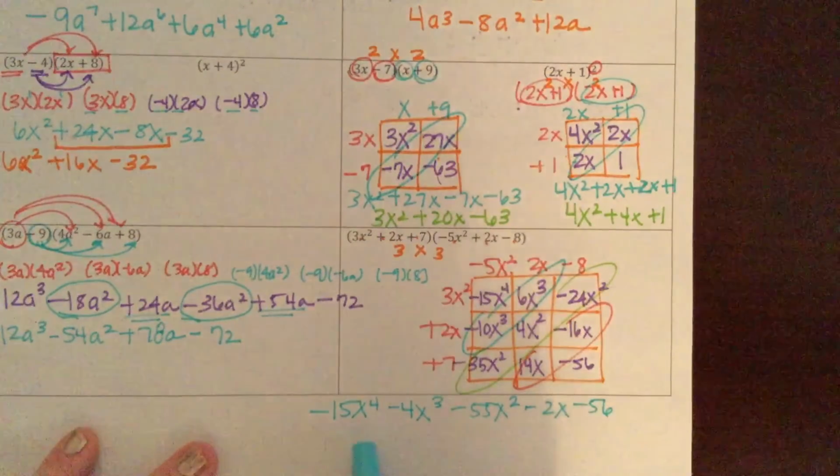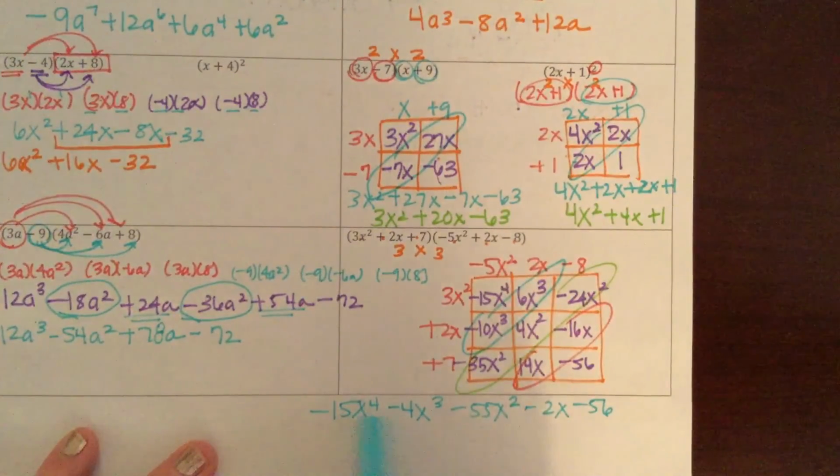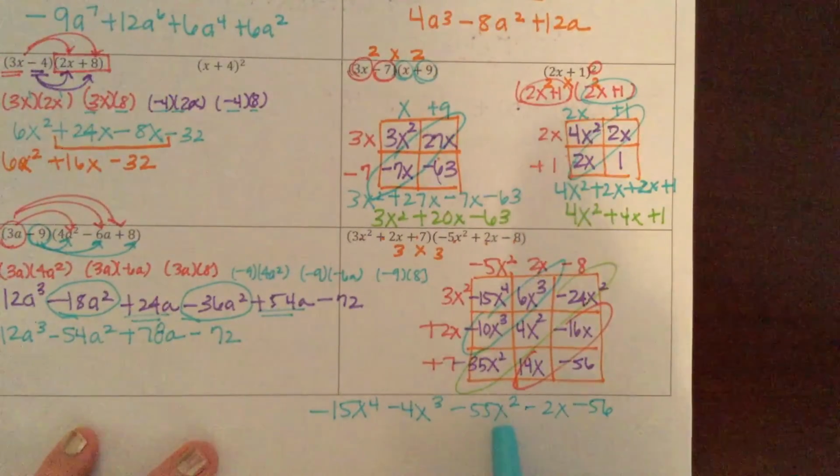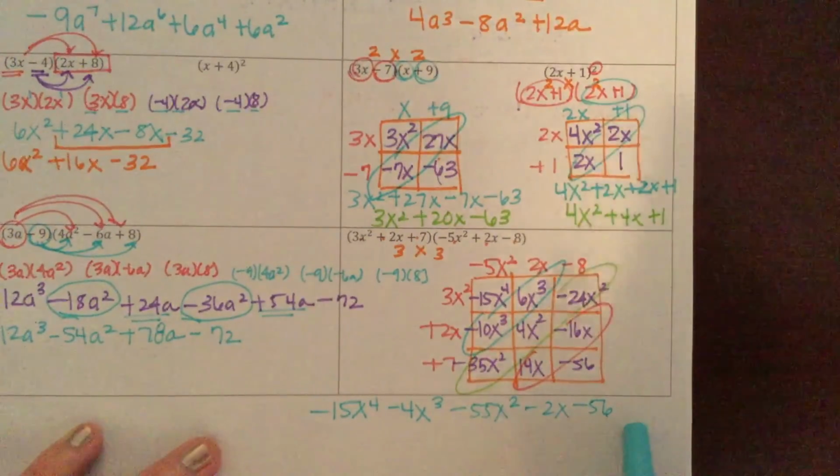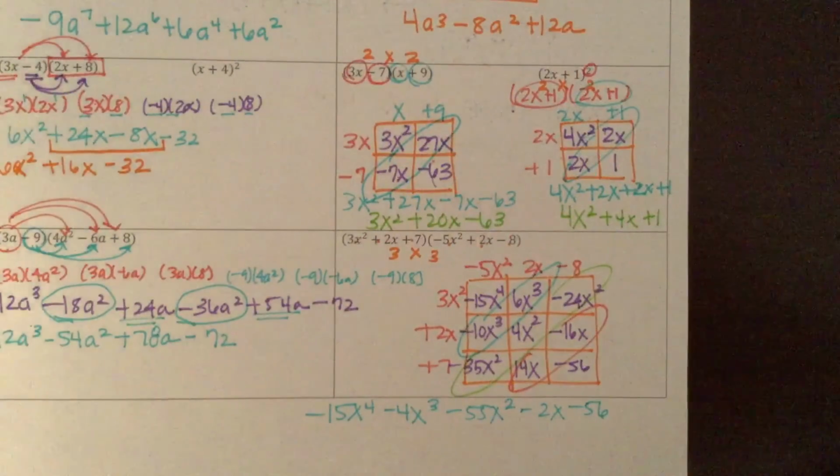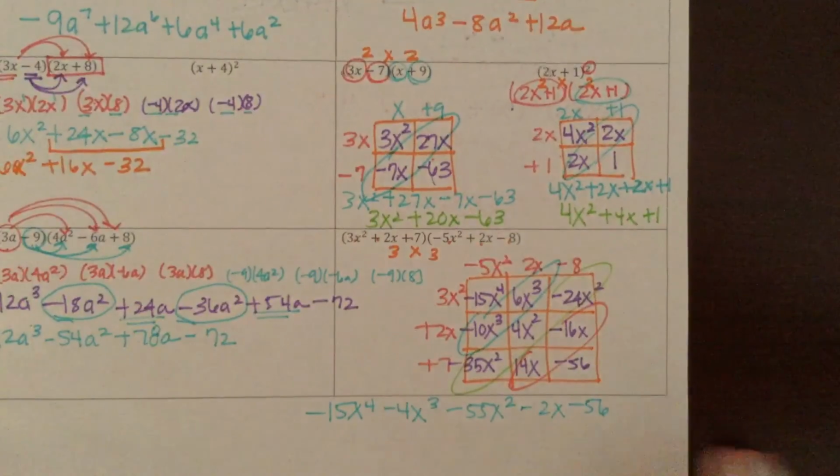Notice that my terms are in descending order: x to the fourth, x to the third, x to the second, x to the first, and then my constant. Again, you can choose which method you prefer, the distributive method or the area or box method.